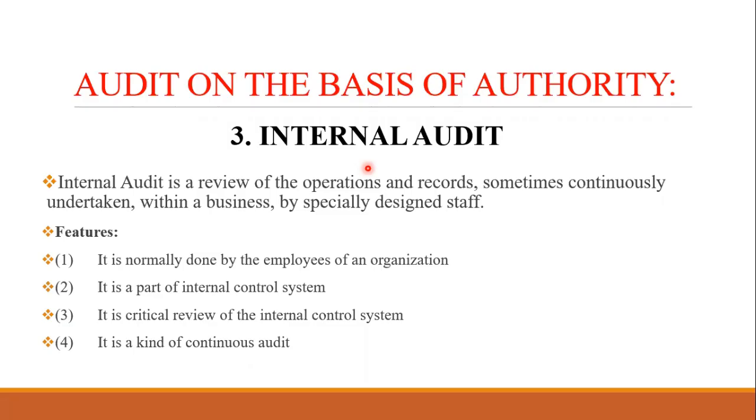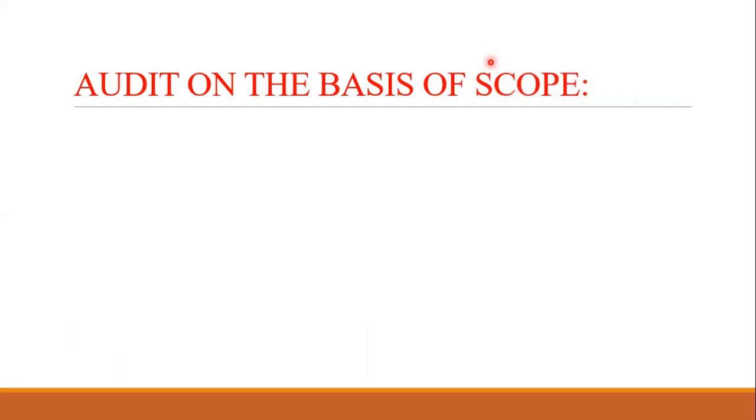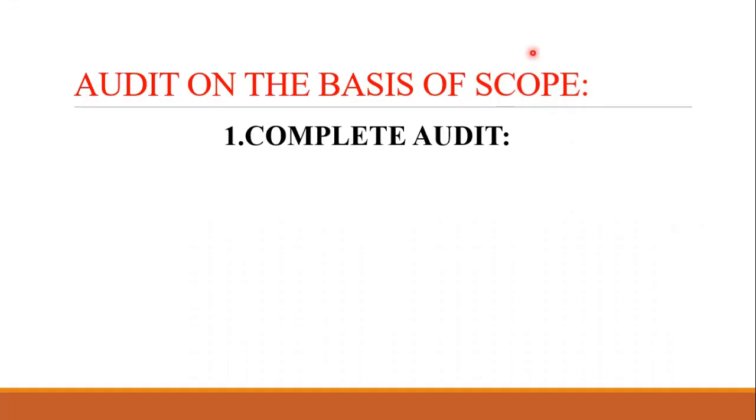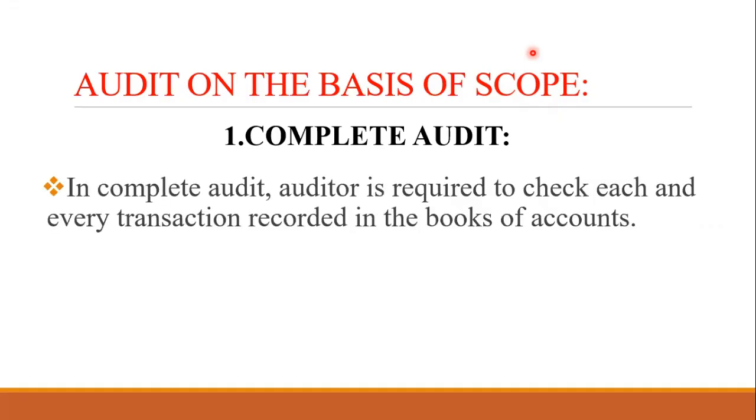So I assume that everyone has understood audit on the basis of authority. That is the first type of audit. Now the second type of audit, we have audit on the basis of scope. On the basis of scope, we have two types of audit. Number one, complete audit. In complete audit, auditor is required to check each and every transaction recorded in the books of account. So complete audit means even if there are 1 million transactions done, each and every transaction will be checked.